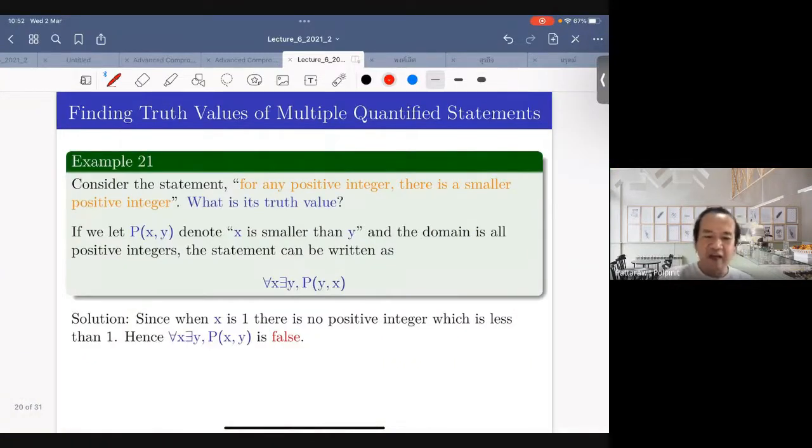Okay. Now, finding the truth value of a multiple quantifier statement. This one is a little bit difficult, but if you read it carefully, you may probably get it. Let's see an example. For any positive integer, there is a smaller positive integer. Is this sentence true or false?